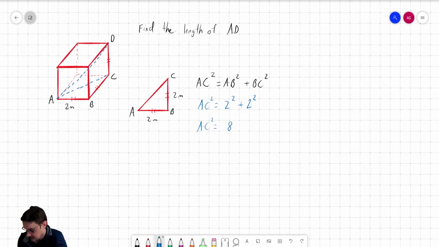And a step further, we've got AC, this is finding the square root of both sides of this. This is going to give us the square root of 8. And we can apply some of our surd rules here. And what we'll end up with is 2 root 2.